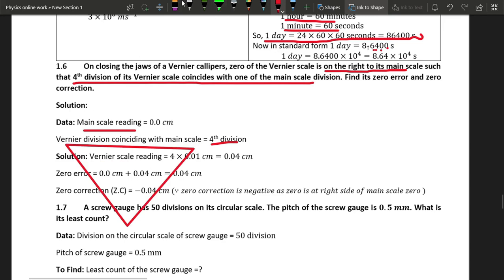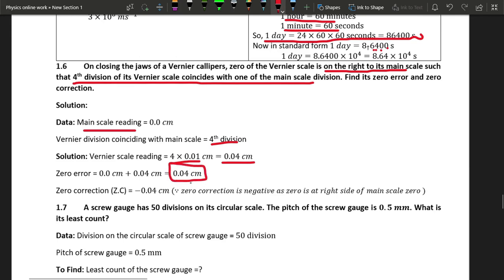By multiplying this fourth division with the least count of the vernier caliper, and we know that least count of the vernier caliper is 0.01 centimeter. When we multiply this least count with this division, we get 0.04 centimeter, which is vernier scale reading. Now zero error is main scale reading plus vernier scale reading, so it will be 0 plus 0.04 centimeter. The answer will be 0.04 centimeter. This is called zero error.